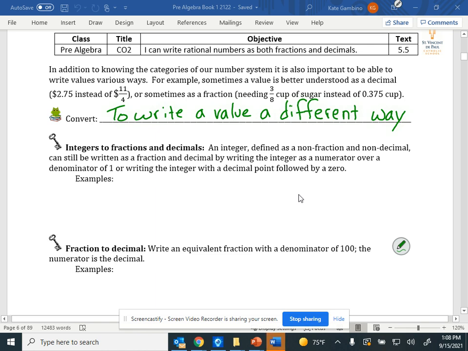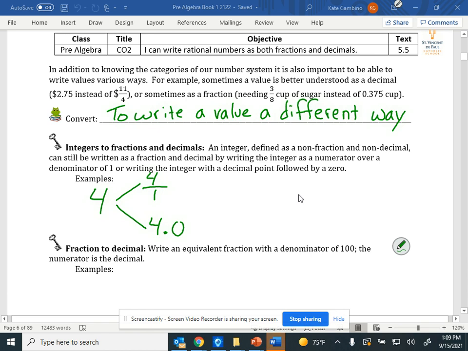Integers to fractions and decimals. An integer defined as a non-fraction and non-decimal can still be written as a fraction and a decimal by writing the integer as a numerator over a denominator of 1, or writing the integer with a decimal point followed by a 0. So let's say we have a 4, that is our integer. We want to write it as a fraction. We'd write it as 4/1. If we want to write it as a decimal, we would write 4.0.